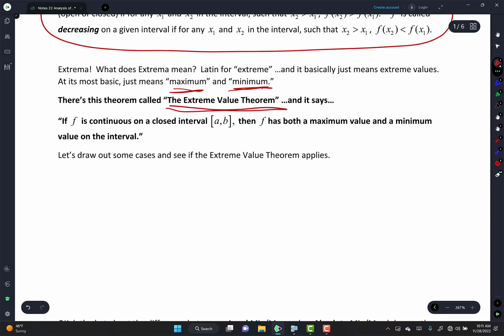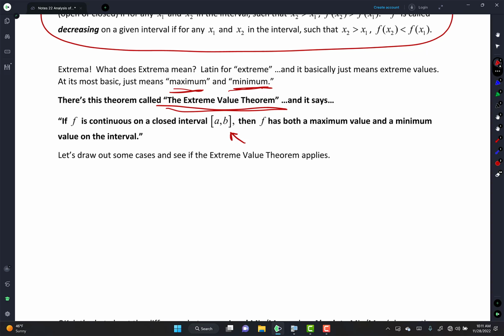The extreme value theorem. All the extreme value theorem says is if you have a closed interval, it doesn't matter how the graph looks, as long as it's a closed interval and it's continuous, closed interval and continuous, you have a max and you have a min. That's all it means. Cool or not cool?